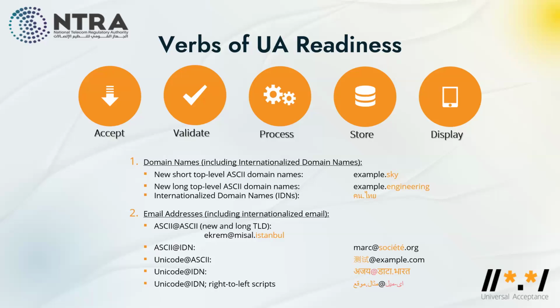For email addresses, we'll check the right side, the domain name. If the email address is the legacy one, the ASCII email address, we'll check the domain name: whether .ke at the end of the email address is already included in the root zone or not. If included, it's valid. If not included, it's not valid.